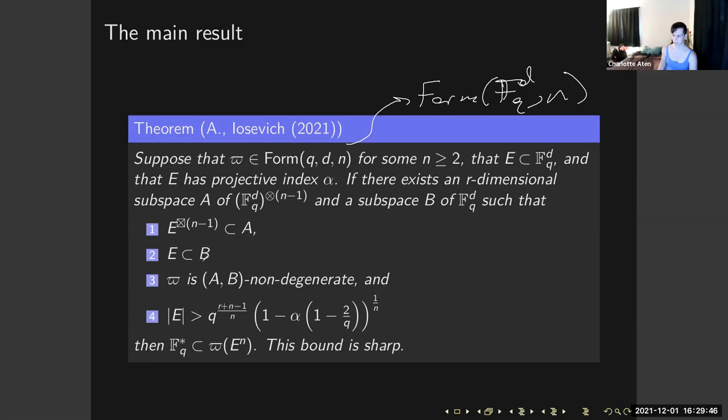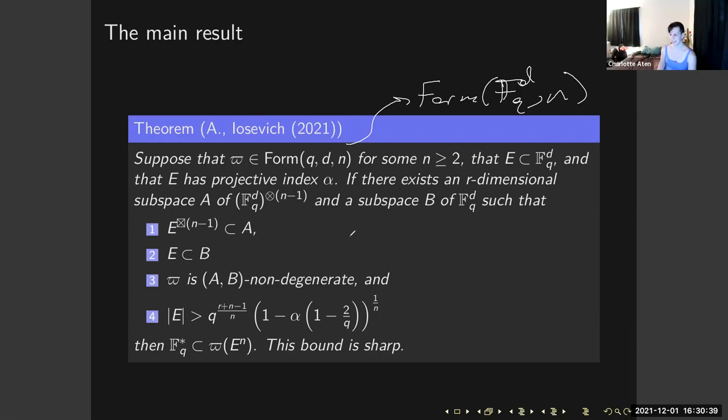first of all, E is contained in B, so B contains the span of E. And then A contains the span of the pure tensors, the pure (n-1)-tensors determined by E. If that's the case, so E is somehow contained in A and B in this way, and if pi is also AB non-degenerate, and finally, if E is at least q to the (r + n - 1)/n times this lower order quantity that depends on the projective index, then all non-zero elements of F_q will be contained in the image of E under pi. And this bound is actually sharp in a sense that I may discuss at some point here.